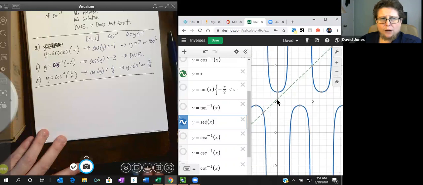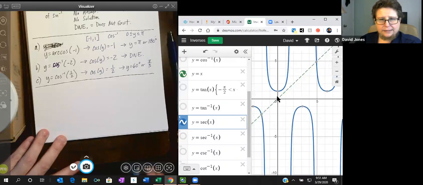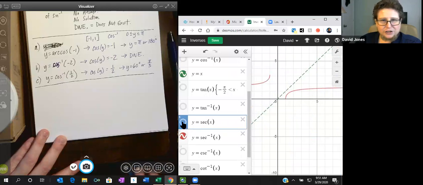We don't want y values to repeat. So if we go from 0 to pi over 2, and then pi over 2 to pi, the 0 to pi over 2 covers all of the positive values. Pi over 2 to pi covers all of the negative values. And if we look at the inverse, it's crazy looking.